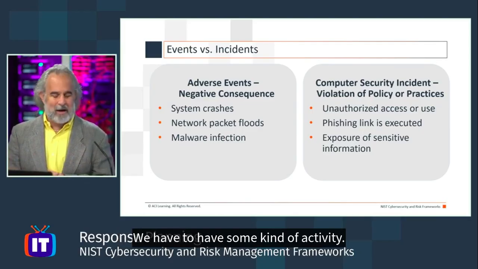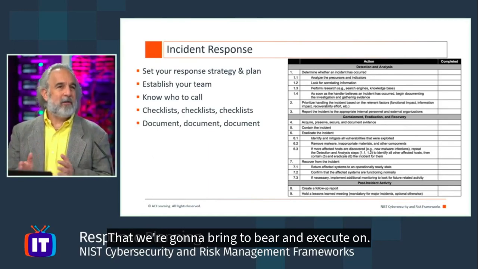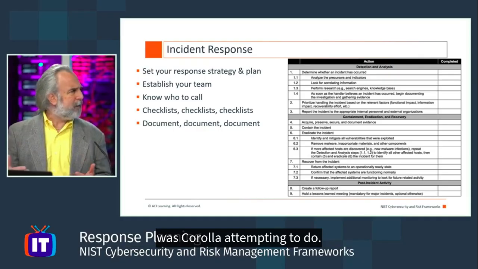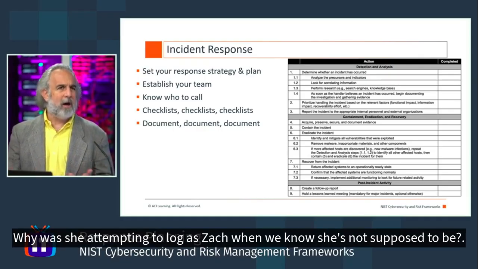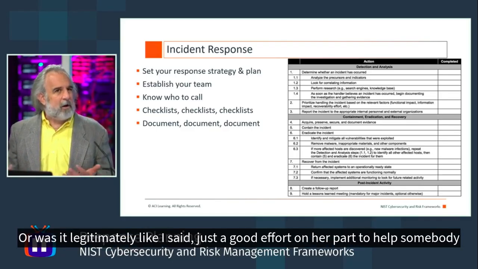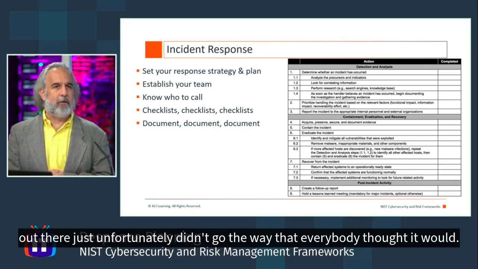We have to have some kind of activity that we're going to bring to bear and execute on. It's going to allow us to establish beyond any reasonable doubt exactly what Carola was attempting to do. Why was she attempting to log in as Zach when we know she's not supposed to be? Are we really concerned, or was it legitimately, like I said, just a good effort on her part to help somebody out that just unfortunately didn't go the way that everybody thought it would?